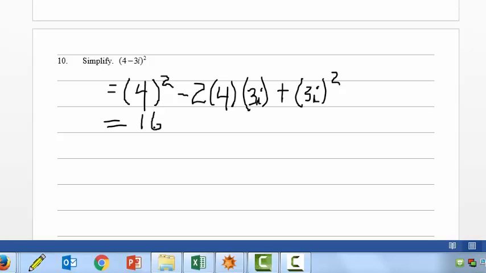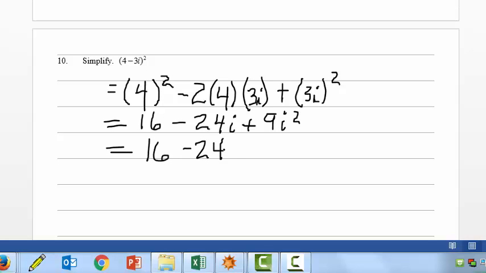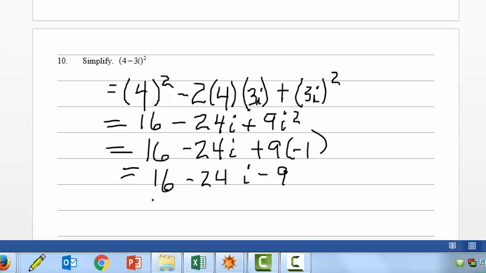So this is 16 minus 8 times 3i, which is 24i, plus the square of 3i, which is 9i squared. And then remember that i squared is negative 1. So this becomes 16 minus 24i minus 9. 16 minus 9 is 7. So this is 7 minus 24i. And that's my final answer.